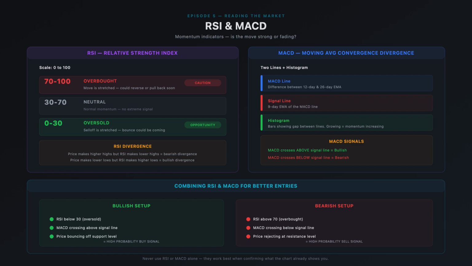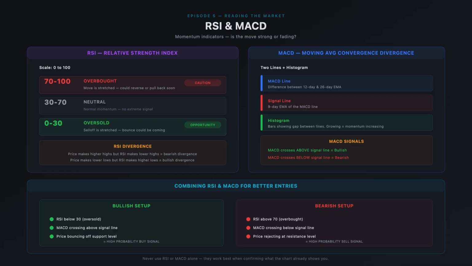The sweet spot is looking for RSI divergence. If oil is making higher highs but RSI is making lower highs, that's bearish divergence. The uptrend is losing momentum even though price is still climbing. It often predicts a reversal. The opposite, price making lower lows while RSI makes higher lows, is bullish divergence.